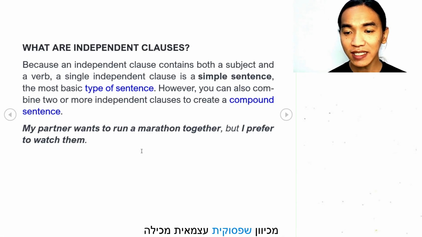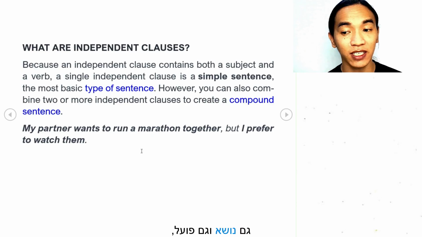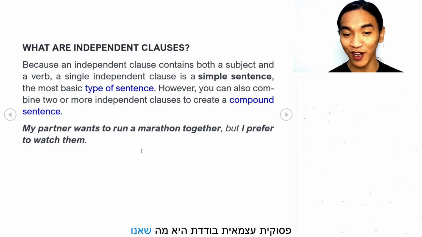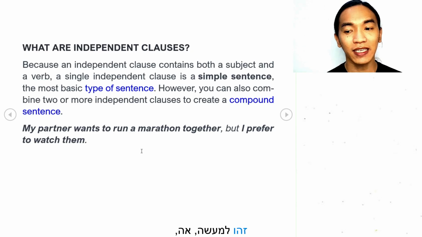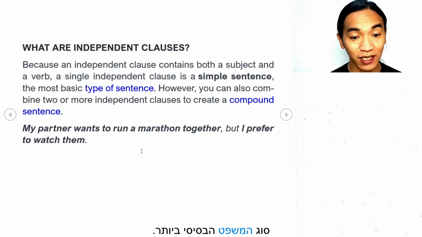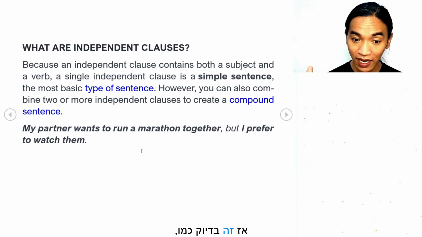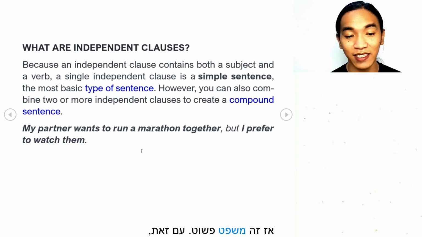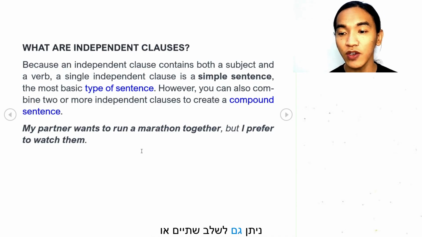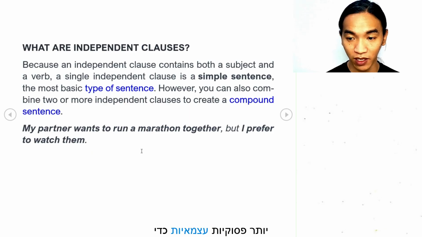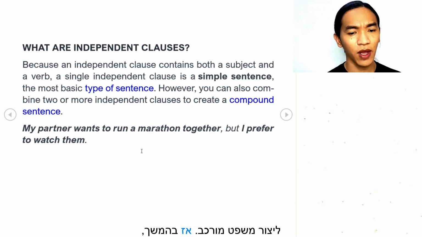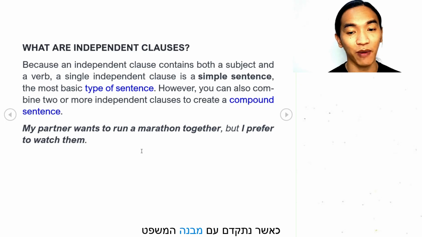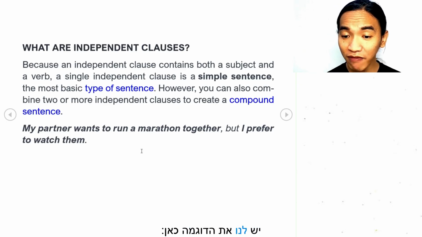Because an independent clause contains both a subject and a verb, a single independent clause is what we call a simple sentence. This is actually the most basic type of sentence. However, you can also combine two or more independent clauses to create a compound sentence. Later on, we will be talking more about these types of sentences as we go on with our sentence structure.